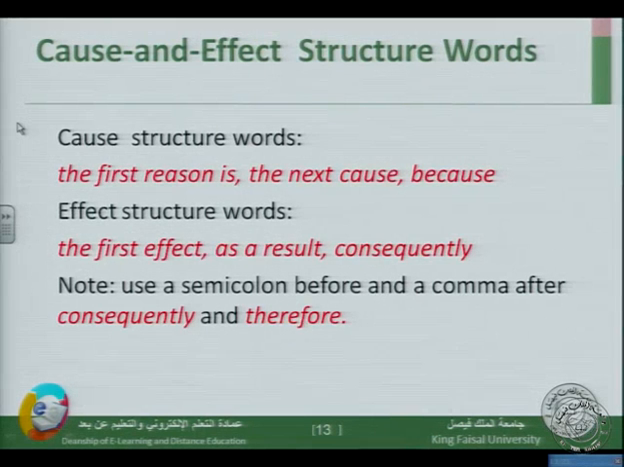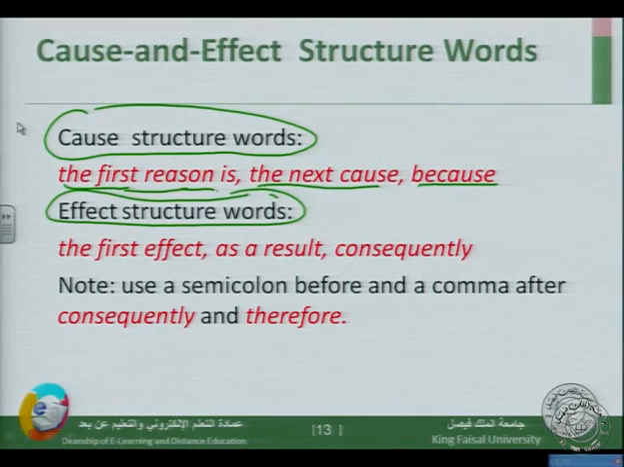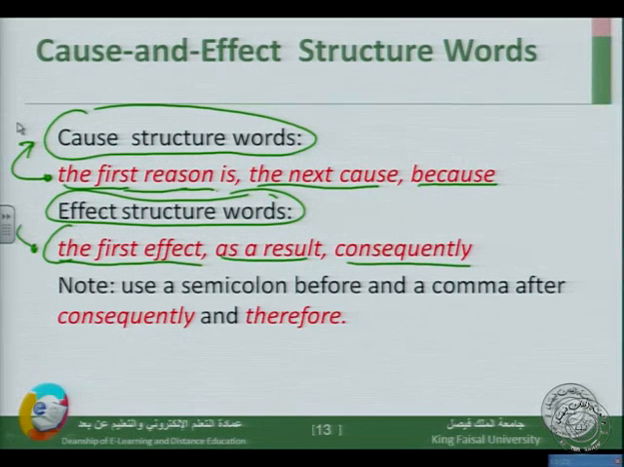Let us see a cause and effect structure right here. As you can see here, we have cause structure words. You need to mention something like the first reason, or as, or the second cause, and because. All of these are cause structure words. While in the effect structure, you can use words like the first effect, as a result, consequently. So all these words indicate that you are talking about a cause structure, while all these expressions indicate that you are talking about a result, an effect structure.